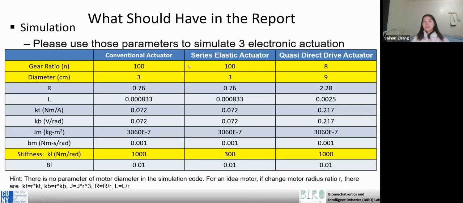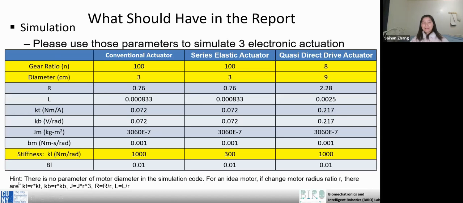And for the simulation part, this is the difficult part for you. You have to use the three actuators' parameters, the conventional actuator parameters, SEA parameters, and Quasi-Direct Drive actuator parameters, to simulate and get the bandwidth results and the backdrivability results.